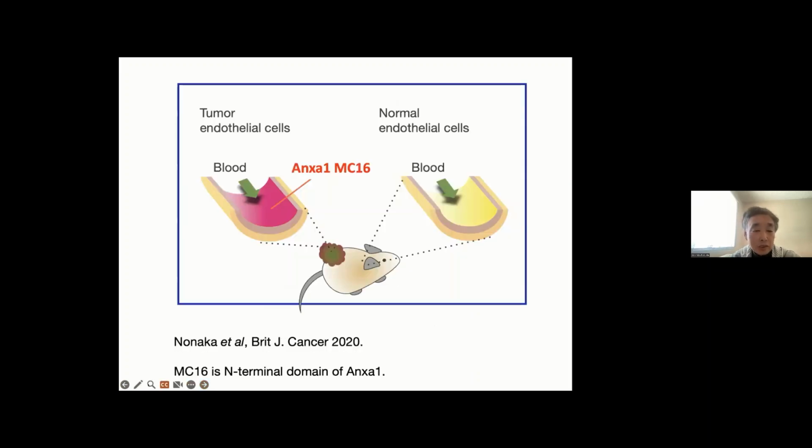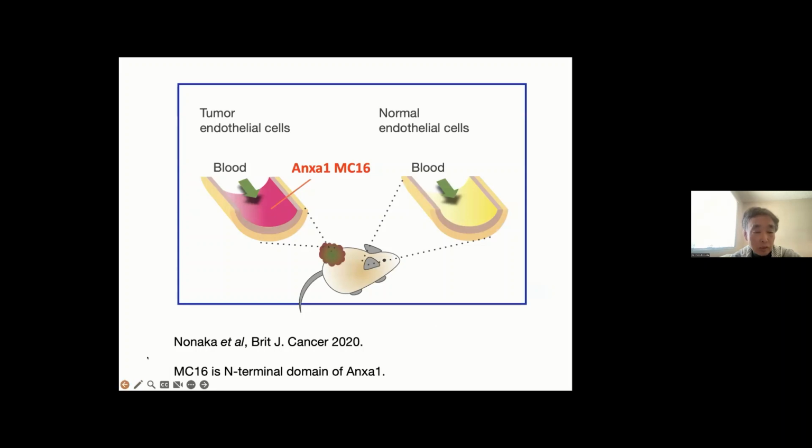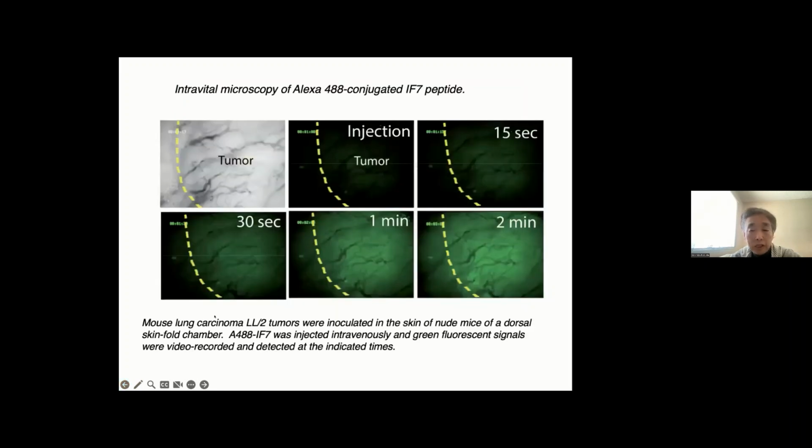And then IF7 conjugated with Alexa 488, green fluorescence, was intravenously injected into a tumor bearing mouse. The tumor was created by dorsal skin fold chamber. Then the movement of IF7 was visualized by the camera and captured by film.